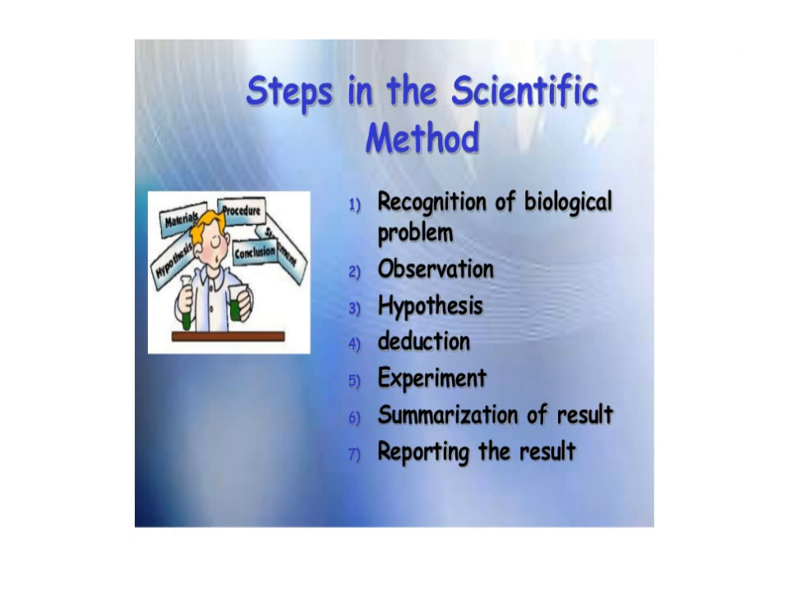Next are the steps in the scientific method. First step is recognition of biological problem, then observation, then third is hypothesis, then fourth is deduction, then fifth is experiment, and sixth is summarization of results, and the last one is reporting the results.